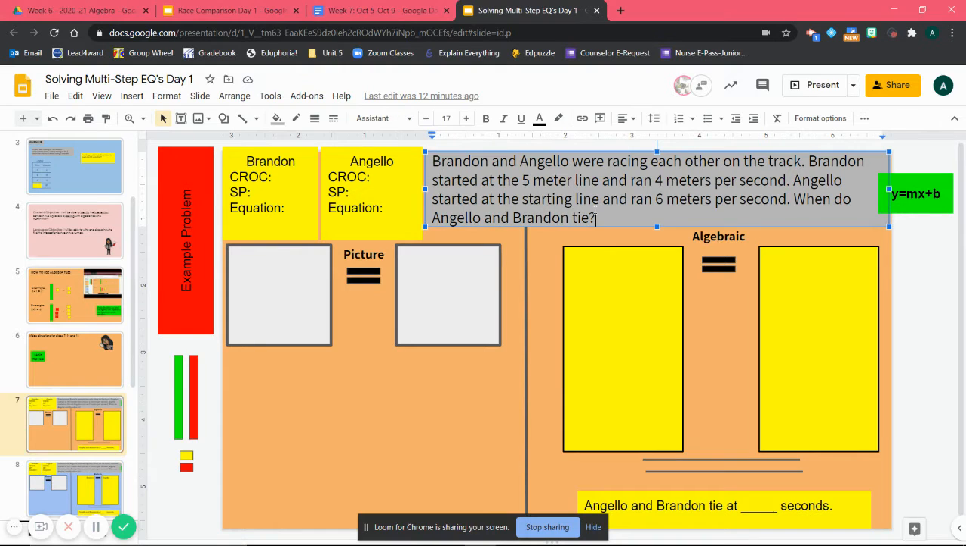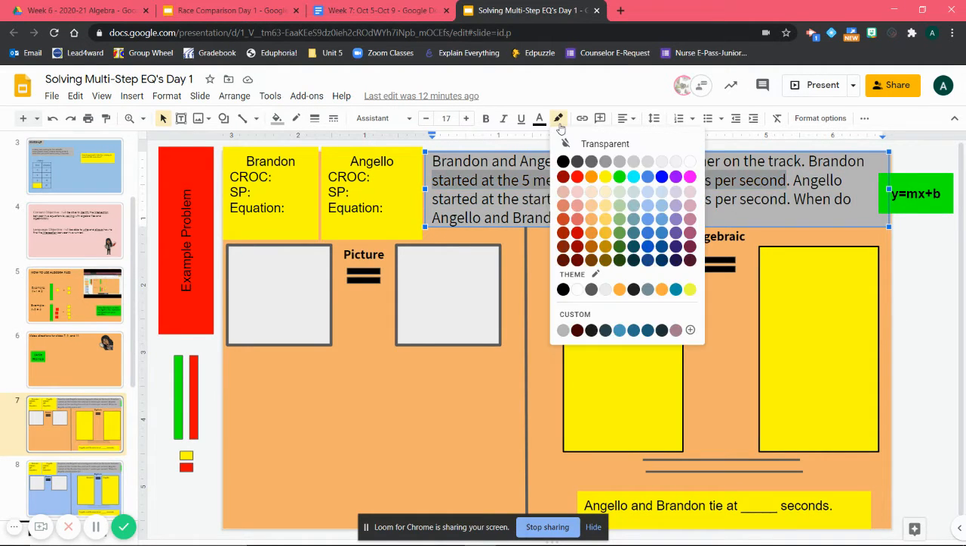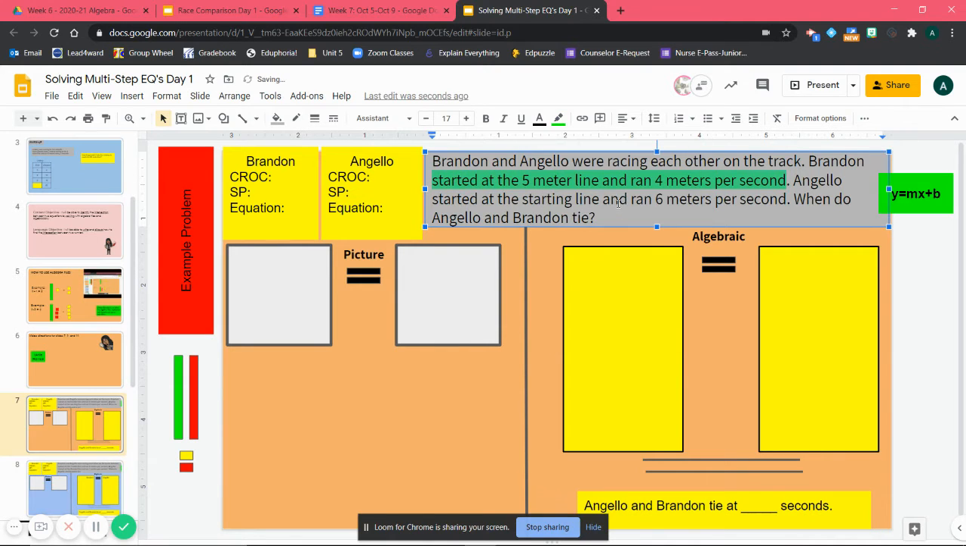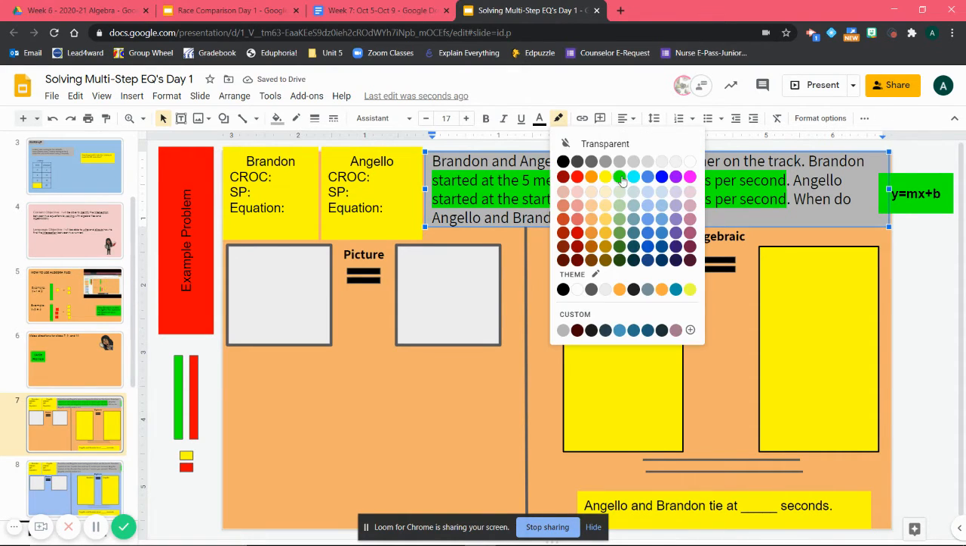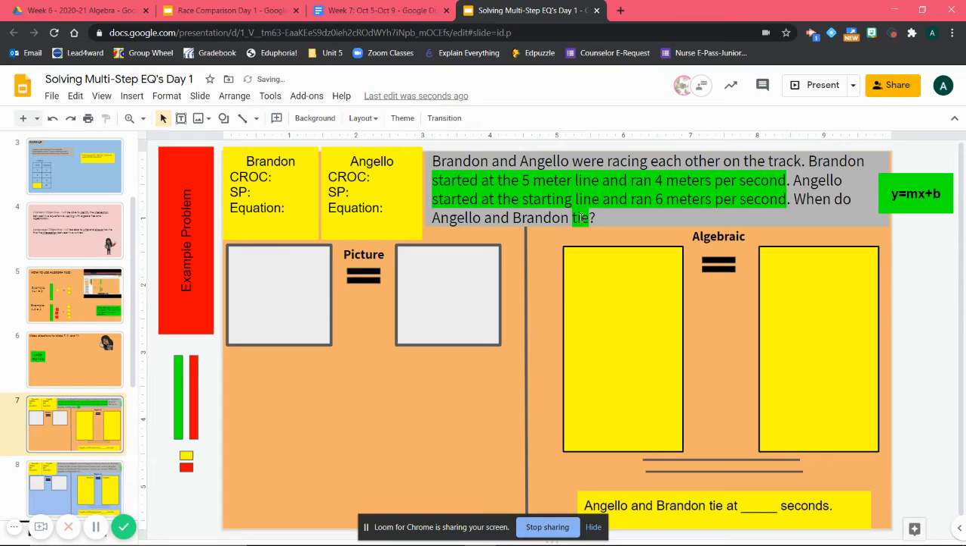So here I have some important pieces of information. Brandon started at the 5-meter and ran 4 meters per second. I'm going to highlight that important information. Angelo started at the starting line and ran 6 meters per second. So let's go ahead and highlight that important information. And I want to know when the two runners tie. That's my goal for when I solve.